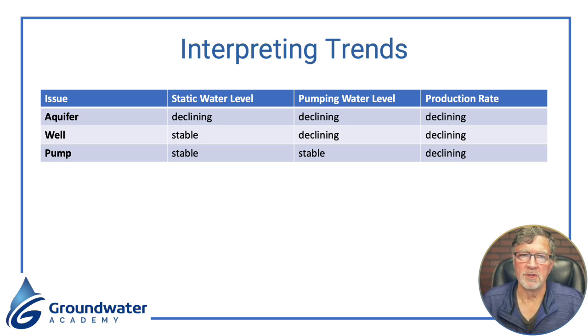If you have a well issue, your static water level is going to be stable, but your pumping water level and your production rate are going to be declining. And if you have a pump issue, both your static and pumping water levels are going to be stable, but your production rate is going to be declining. So that's kind of a quick and dirty cheat sheet for determining where to look for that specific problem.